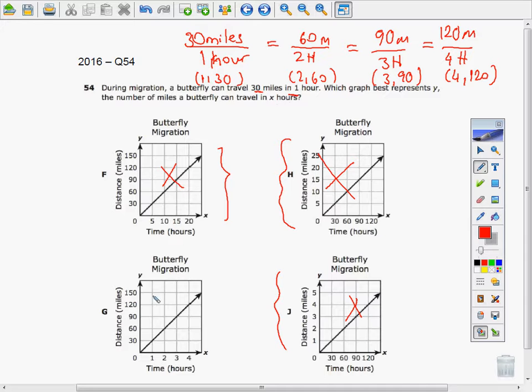by 5. When you look at here, 1 hour 30 miles, second hour will be 60, third one is 90, fourth one is 120, which is matching with our pairs. So G as in go will be our answer.